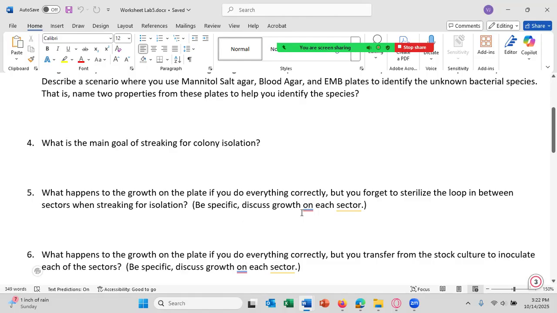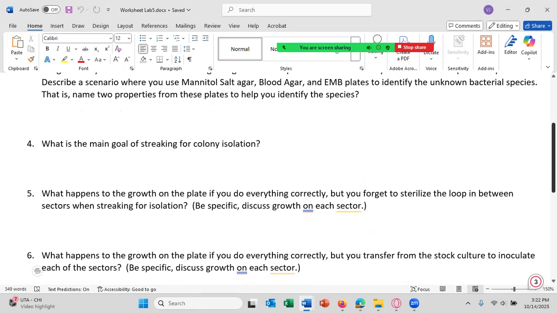I need to know the growth on each sector to understand if you understand this question, and your answer tells me the correct answer. Meaning if you just state something like, you may not get isolated colonies, that's going to be wrong. Because you need to discuss the growth on each sector and tell me what the growth will look like if you forget to sterilize the loop in between sectors when streaking for colony isolation.